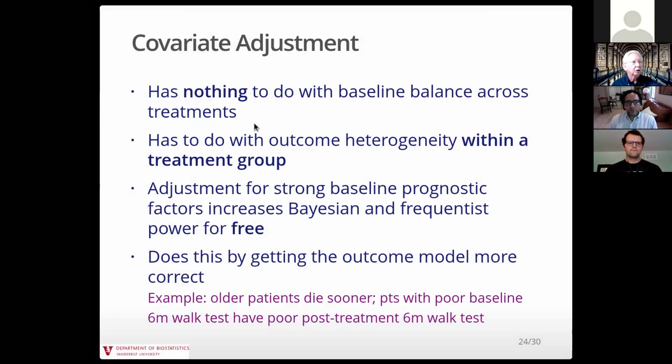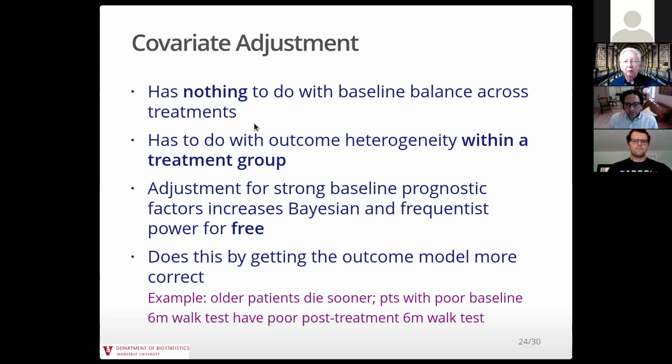Covariate adjustment is a totally different topic from what I'm talking about now, but it relates to our goal of decreasing sample sizes or increasing power and precision. The first lesson to learn about covariate adjustment is it has absolutely nothing to do with baseline balance across treatments. It has to do only with the outcome heterogeneity within a treatment group. So to what extent do patients on treatment A have a different tendency to die because of various risk factors, including age? Adjustment for strong baseline prognostic factors increases power for free.